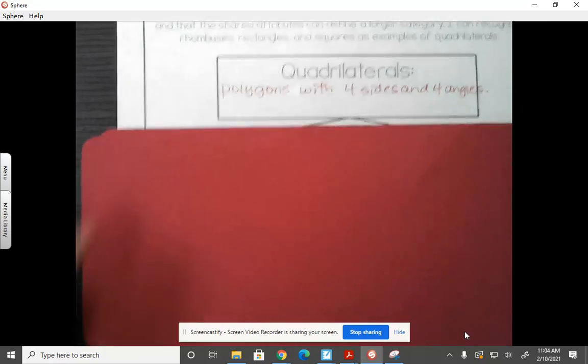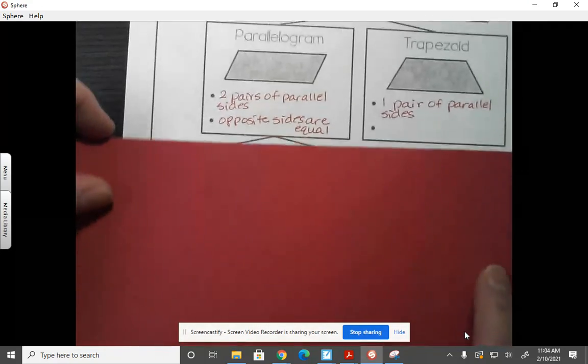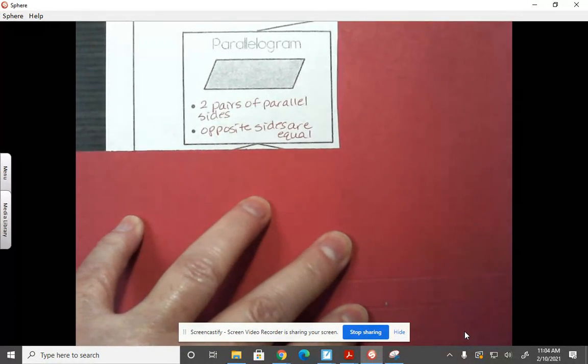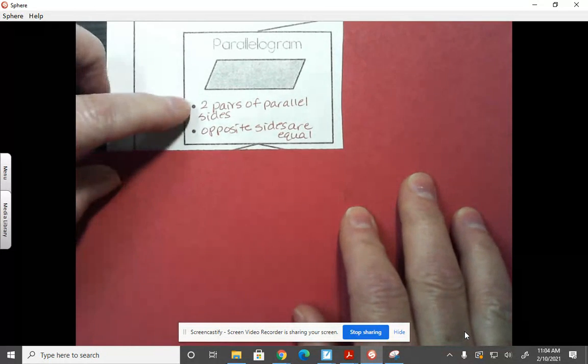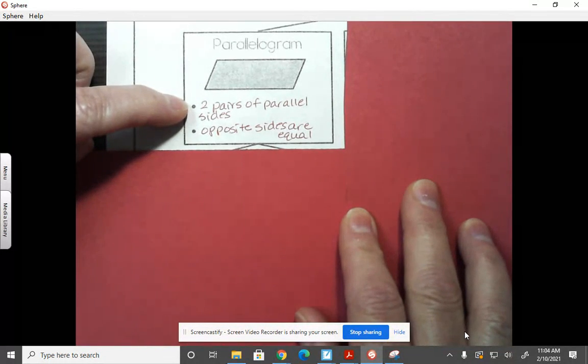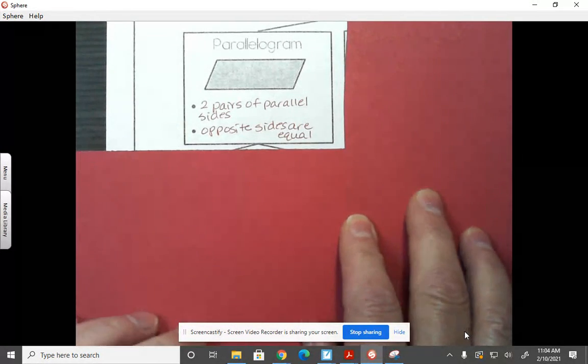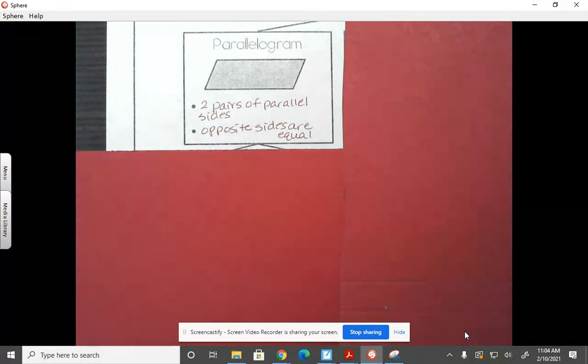Back to your chart. Parallelogram. Come down one box. And if you'll fill in the attributes of a parallelogram, 2 bullets. The first bullet, put 2 pairs of parallel sides. Beside the second bullet, put opposite sides are equal. Pause the video so you can fill that in.